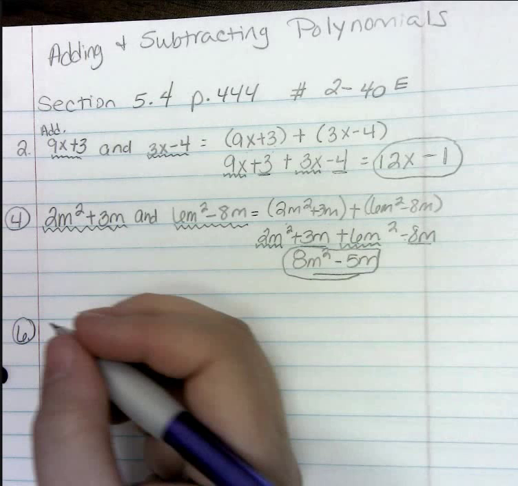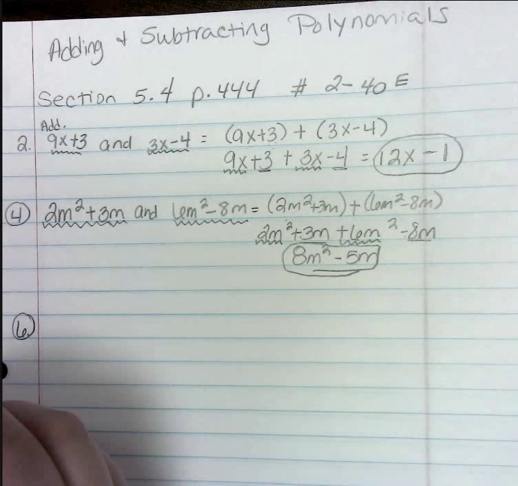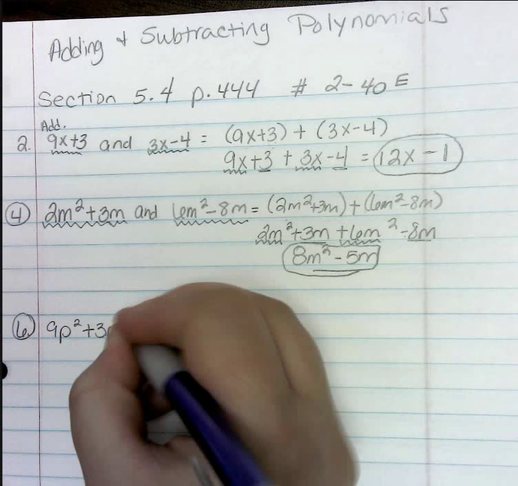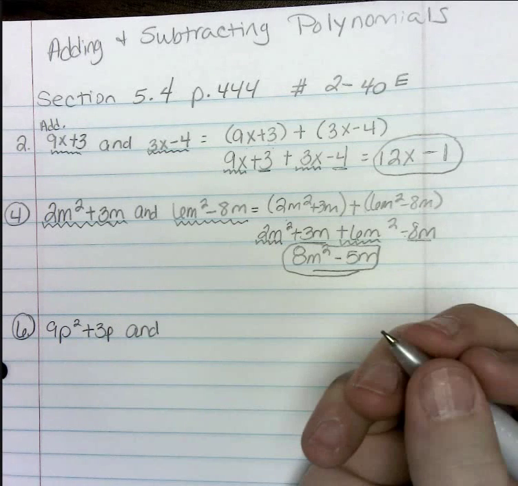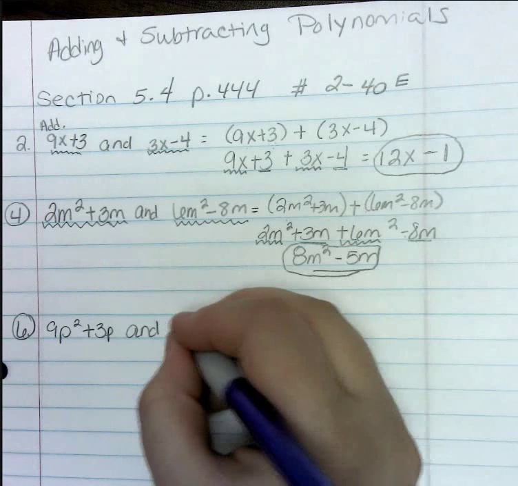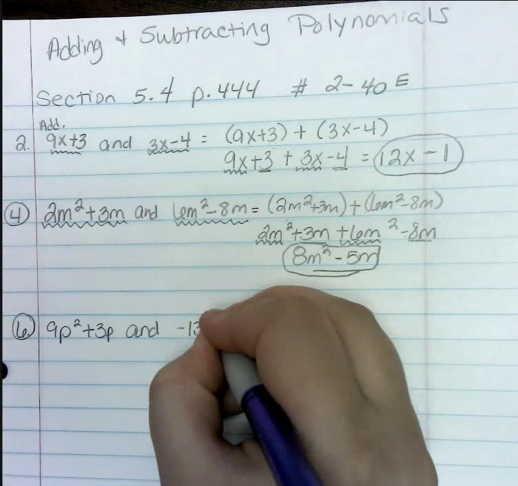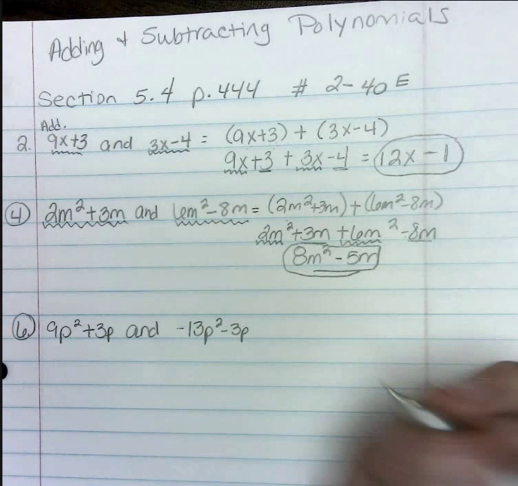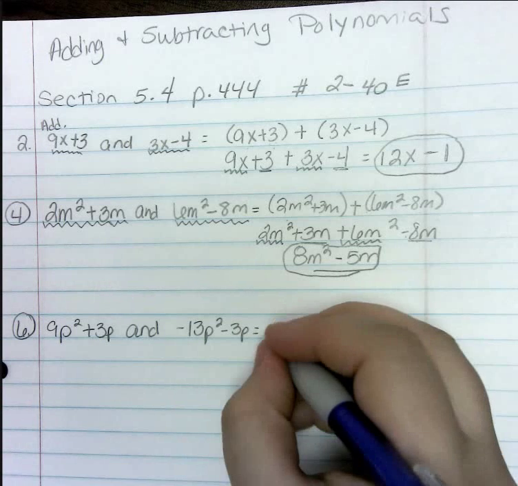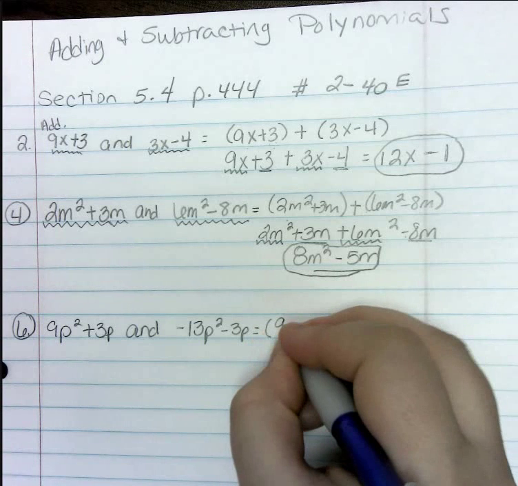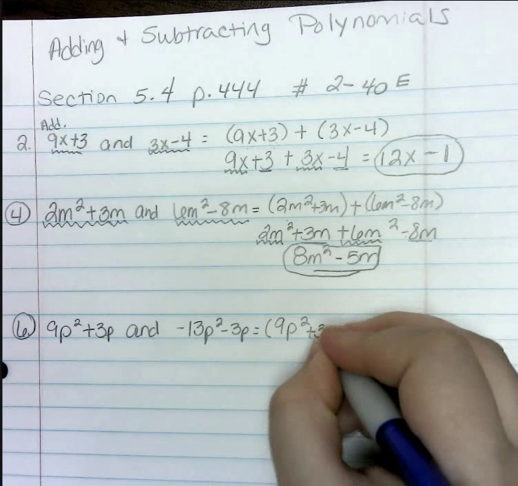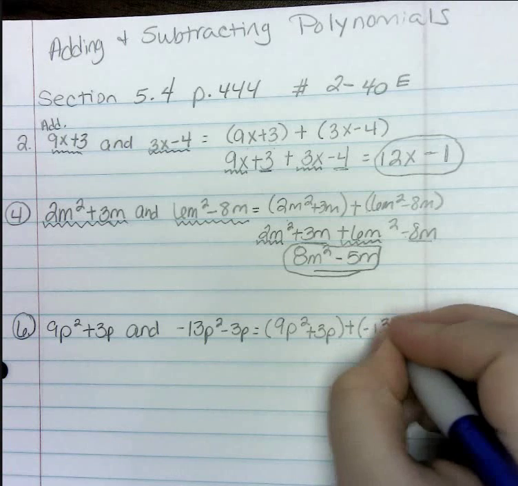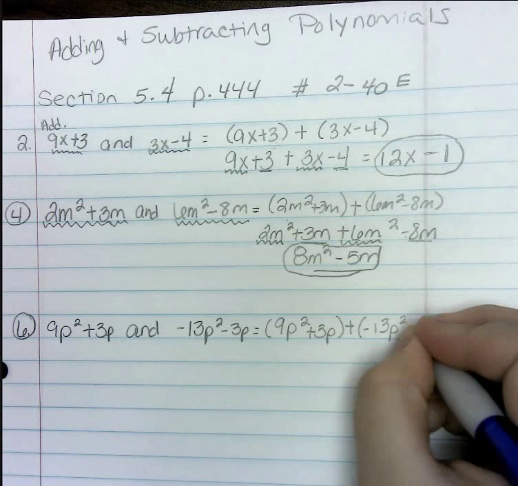Number 6, we have 9p squared plus 3p and negative 13p squared minus 3p. So now I'm going to put it in the set of parentheses. So I have 9p squared plus 3p plus negative 13p squared minus 3p.